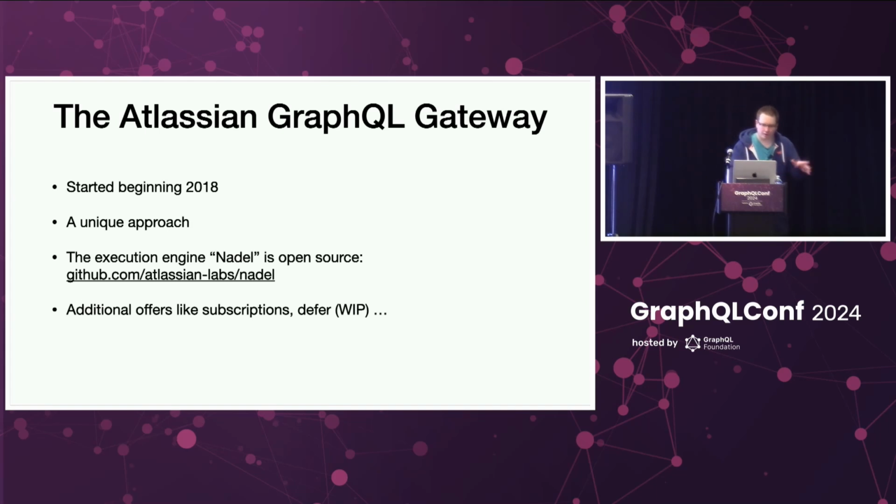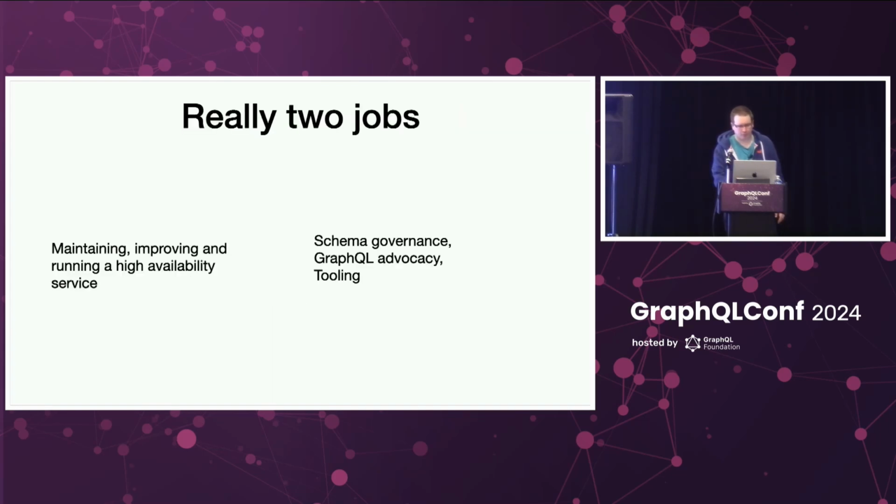We offer more, like there's subscription, there's defer, there's persistent queries, there's a little bit like an ecosystem inside Atlassian. We will not talk about all of this today. We have additional stuff on top of all of this: rate limiting, authorization, observability, security. Being a good platform component in a bigger company means you offer common needs or common functionality, and that's exactly what we also do.